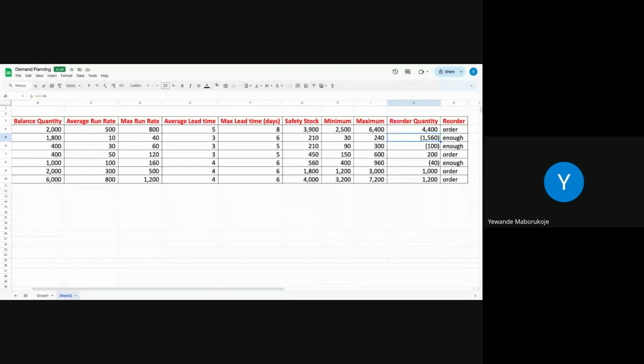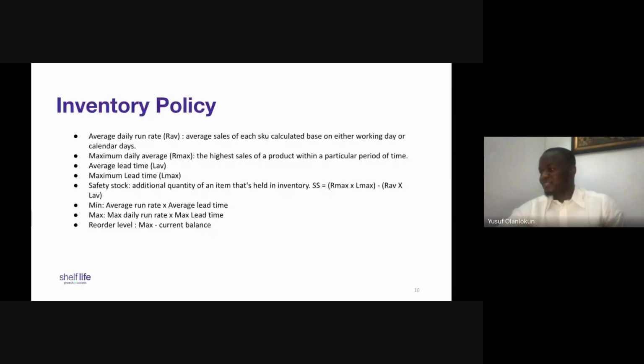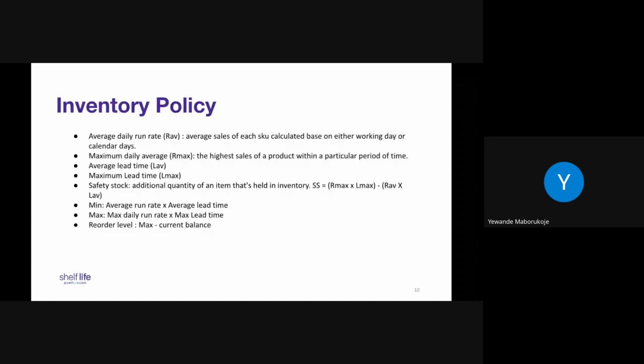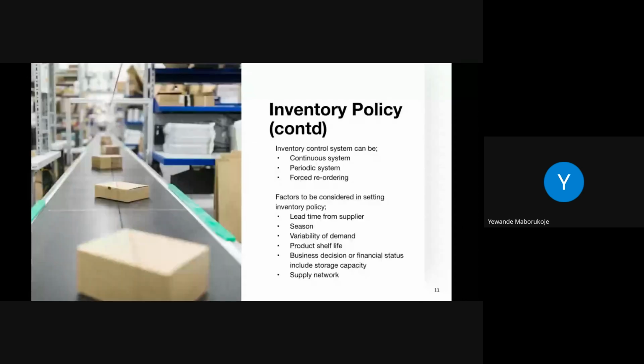Okay, should we take any questions now, especially around the demand planning tool? Is there any question from anyone? If there's any question we can take it now before we go into the finance part, or after the finance part we can take everything together. Okay, Yusuf, you can go ahead in your 5 minutes.